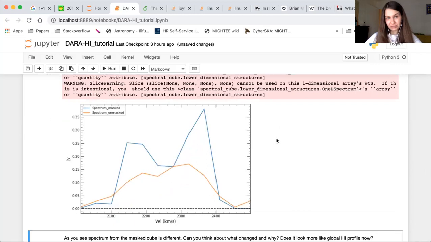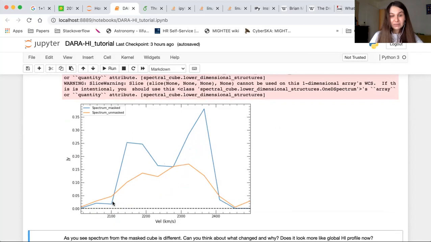And here you see the difference. The orange now is the first spectrum which we derived from the cube which had everything in it, emission and noise garbage. And the second spectrum is only the spectrum of the emission of our masked cube, where all the noise is removed and only emission stayed there. And now you see a huge difference and huge improvement.